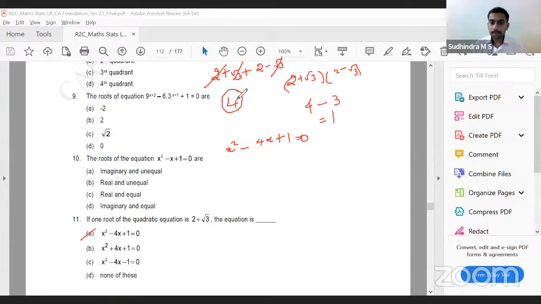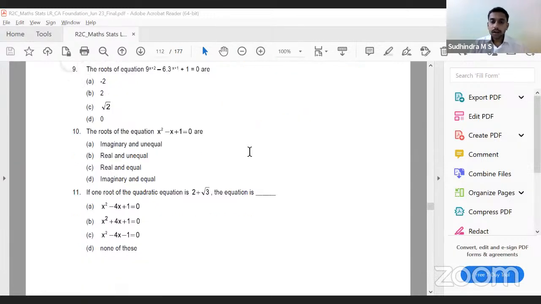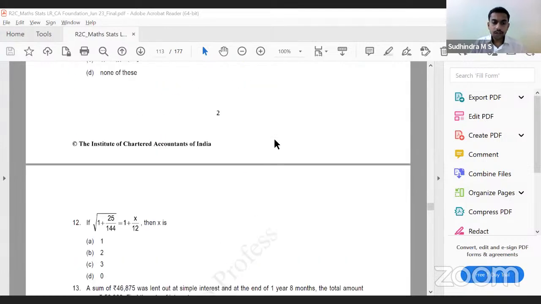Done. The last question of this set. If square root of 1 plus 25 by 144 equals 1 plus x by 12, then the value of x is equal to 1. Yes. Simple. We have to just solve this.